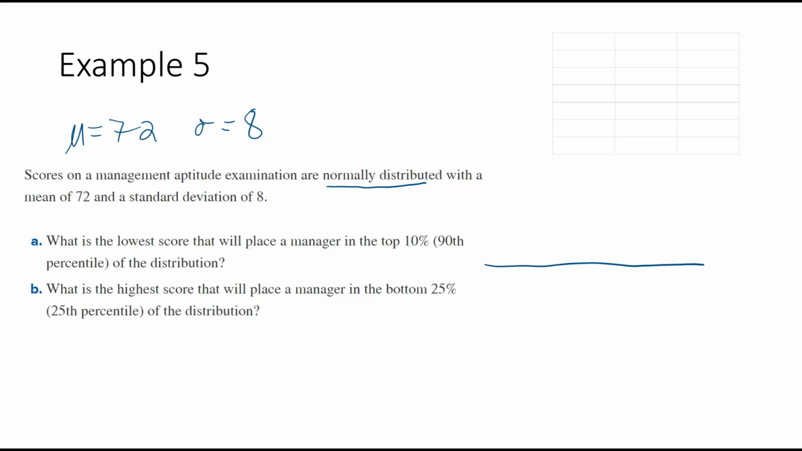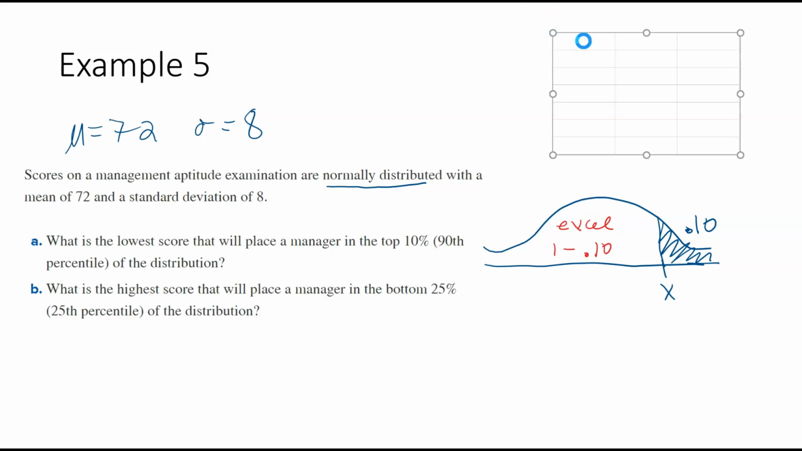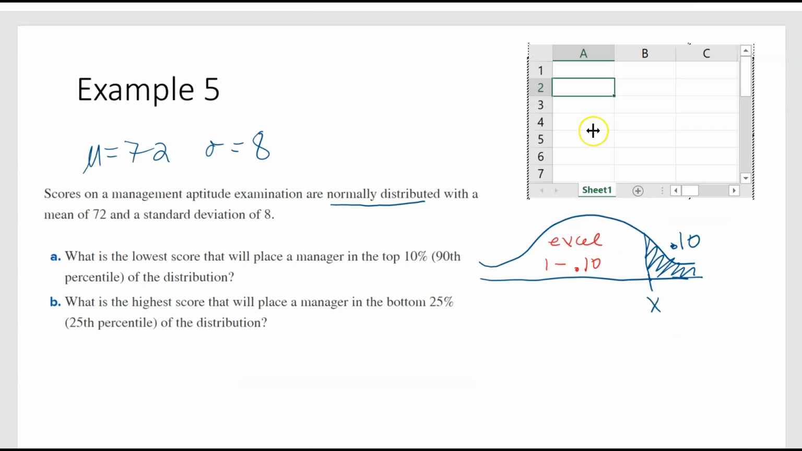So let's draw that. We're still looking at a bell curve. The top 10%, so that would be 0.10. And we want to know what score, and it's not a z-score because it's not 0 and 1, it's an x score or a raw score. So what is the lowest score? Now just remember, Excel always gives back the left side. So if we want to type it into Excel, we would type in 1 minus 0.10 to see what score we would get back. And now we're going to be doing the inverse.